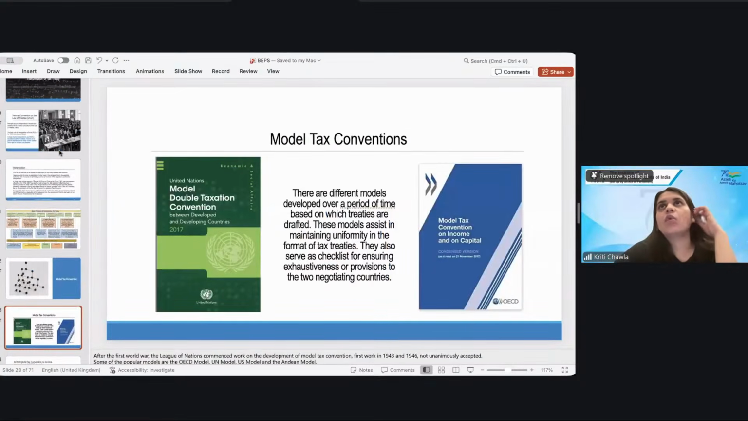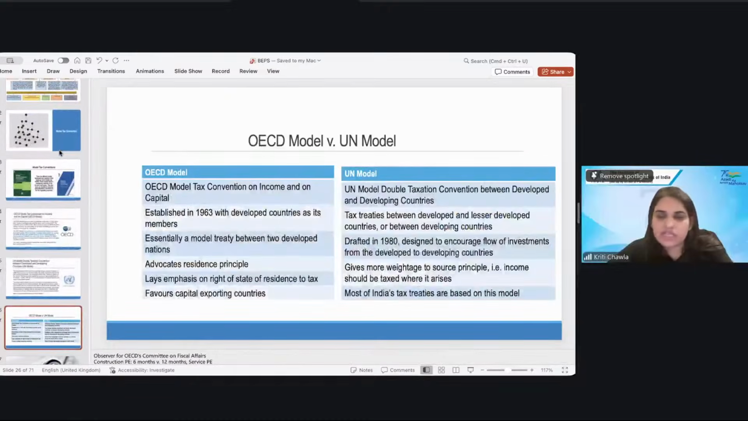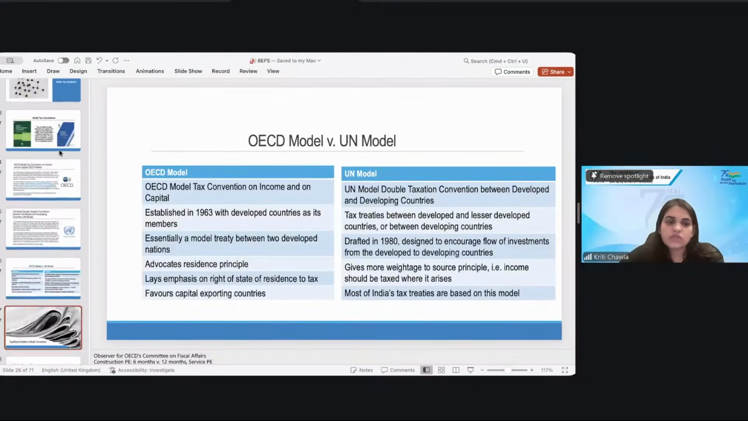Then we were discussing model taxation conventions like the OECD and the UN. There are obviously others like the US model, but we concentrated on the UN model and the OECD model, and how there is a difference between the two, because the OECD model advocates the residence principle and the UN model gives more weightage to the source principle.